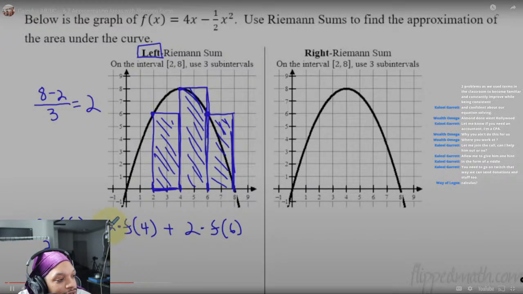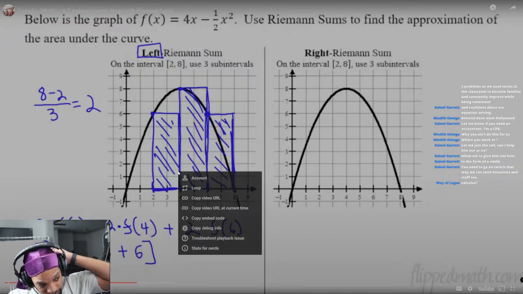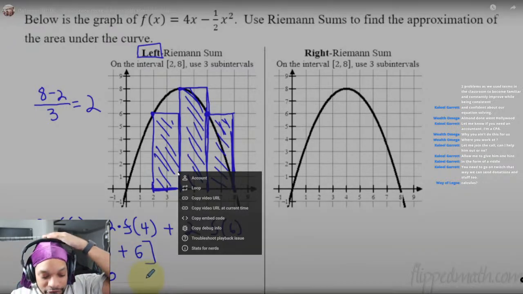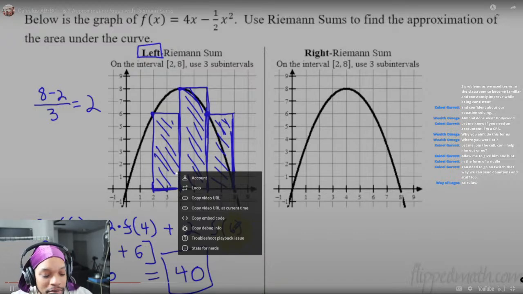It's over now though. I already factored out the 2, so I have f of 4, f of 6, f of 8. You remember the left Riemann sum? You start from the left, so it's 2 times 6 plus 6 is 12, plus 8, which is 40. It depends on whether the function is increasing or decreasing. If it's increasing, that's an underestimation for my left Riemann sum. I haven't memorized it, so I always draw it out.